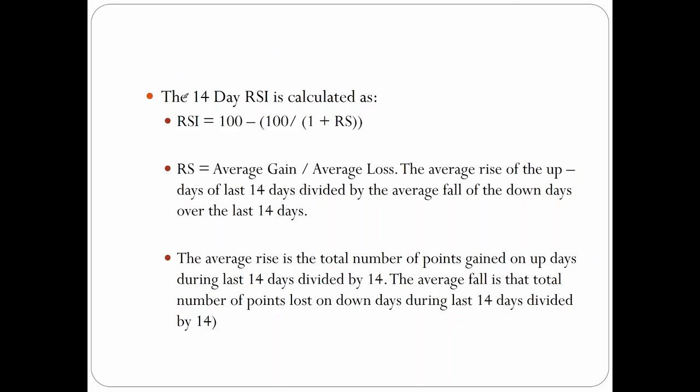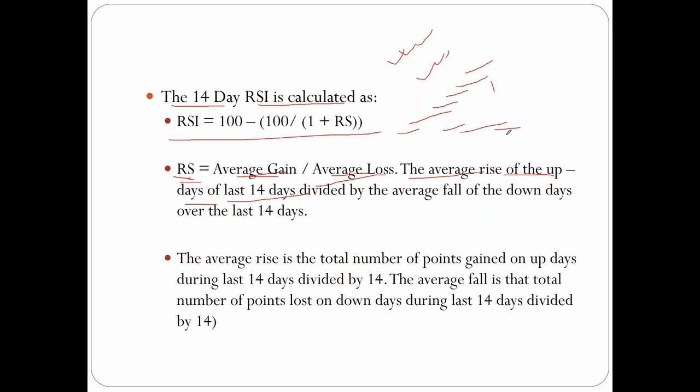So the 14-day RSI is calculated on this formula. Relative strength is average gain by average loss. That is gains on the up days and loss on the down days. Both are averaged and they are divided with each other. The average rise on the up days of the last 14 days by the average fall on the down days of the last 14 days. That means the average by which the prices have risen in the last 14 days has been taken, and the average fall in the last 14 days has been taken, and these two are divided with each other.